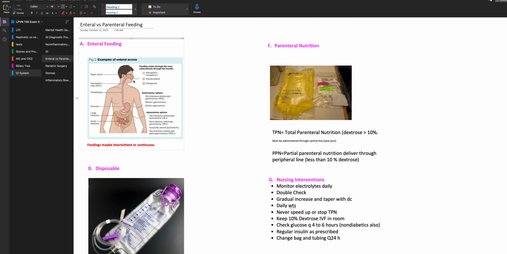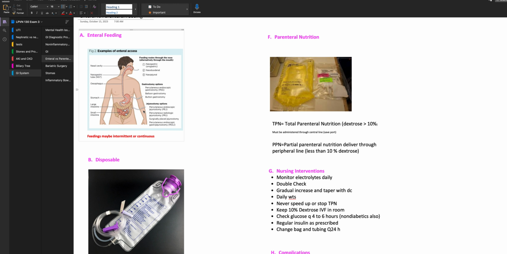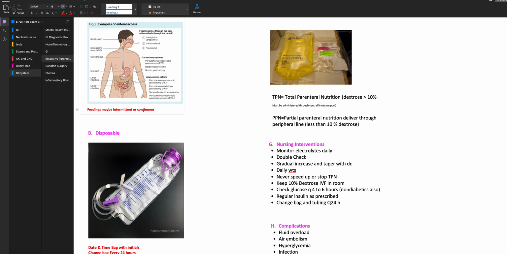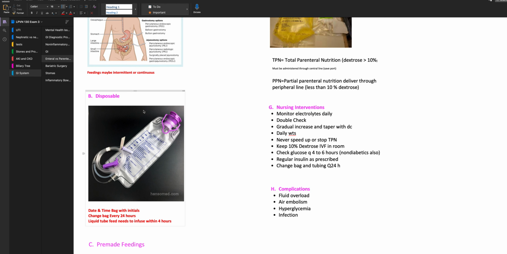All right, enteral feedings. I'm going to just talk about a few things. There are a lot of different methods that patients can have enteral feedings. It's not always nasogastric. It's not always a PEG tube. Feedings may be intermittent or continuous. This is a disposable bag, and I don't think you're going to see this a lot, but it's still highly tested on ATI.